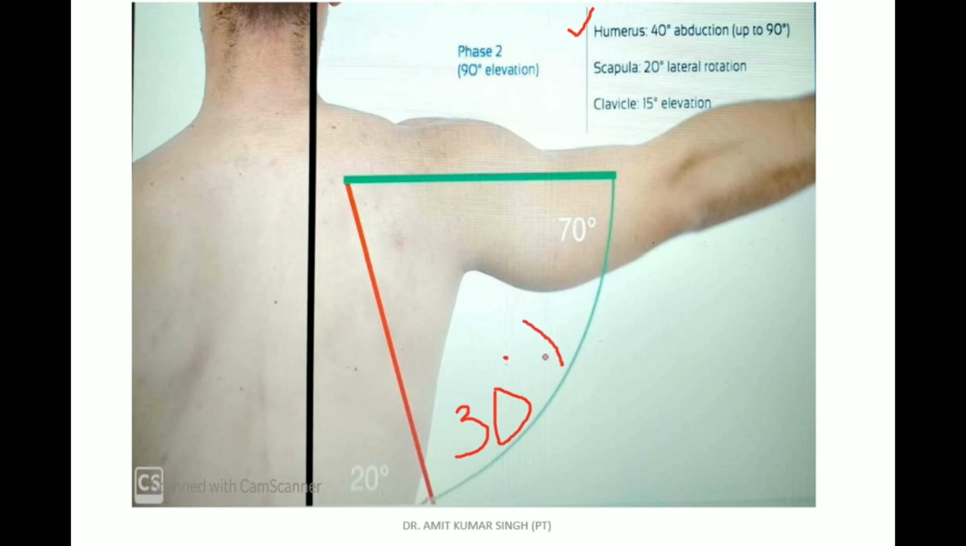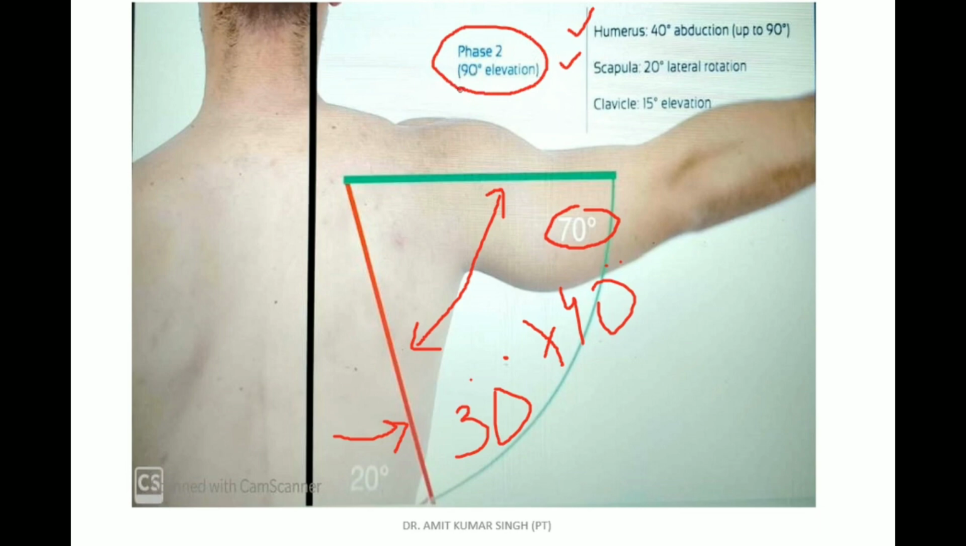So 30 plus another 40 degrees. In this phase the humerus reaches 70 degrees, meaning the humerus contributes a total of 70 degrees, earlier 30 and now 40. And in this phase the scapula is going to contribute 20 degrees of lateral rotation. So with this 70 degrees and 20 degrees, the total elevation in this phase will be 90 degrees of elevation. And here the clavicle is going to move another 15 degrees of elevation in the upward direction.